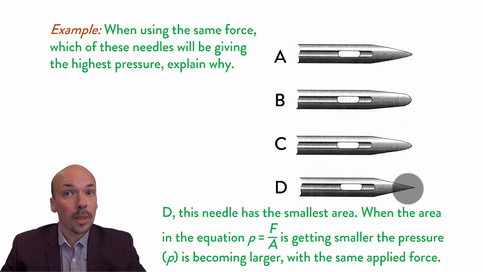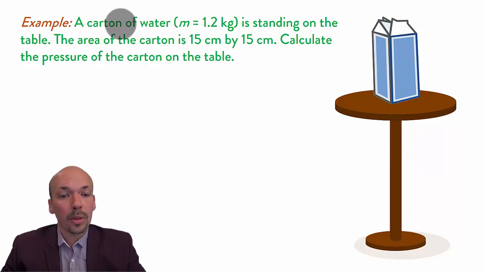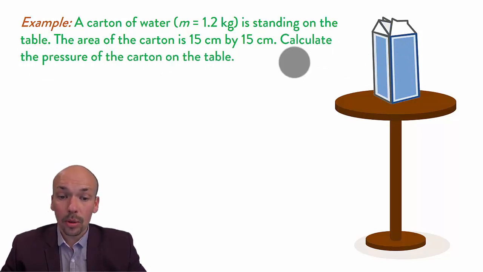So that's why a sharp needle is better than a blunt needle. Another question, try this one for yourself. A carton of water, with a mass of 1.2 kilograms, is standing on a table. The area of the carton is 15 centimeters by 15 centimeters. Calculate the pressure of the carton box on the table.